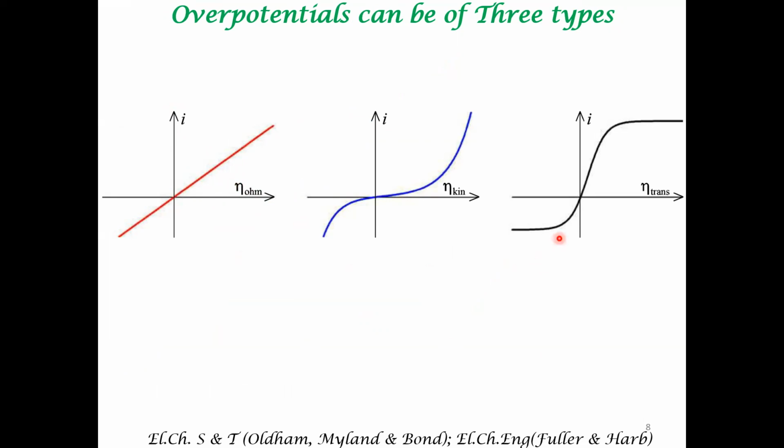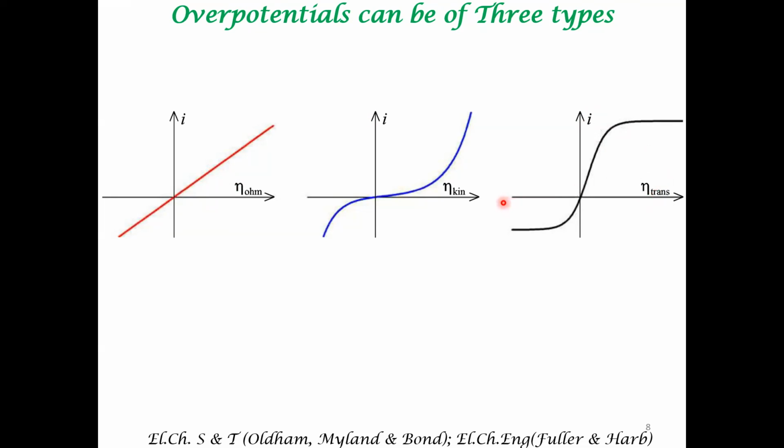And then I have another behavior where the current saturates. So even though I am increasing the potential, I do not see any increase in current. Such an overpotential will be related to transport properties in the electrolyte. We'll look at that after a couple of lectures.